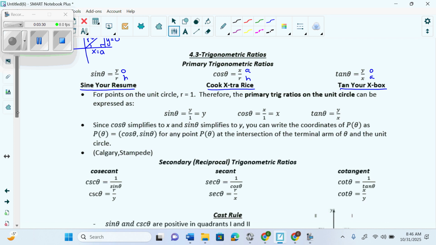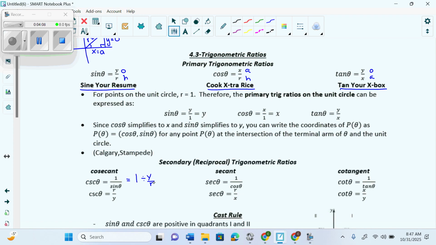So on your formula sheet here, it says cosecant is 1 over sine, secant is 1 over cos, and cotan is 1 over tan. So you know which ones they go with, right? If you don't know, you can go to your formula sheet, it tells you. The secondary trig ratios are actually the reciprocal trig ratios of the previous one. So for example, sine is sine your resume, correct? We agreed? Y over r. Cosecant is 1 over sine. So it would be 1 divided by y over r. What do we do when we divide by a fraction?